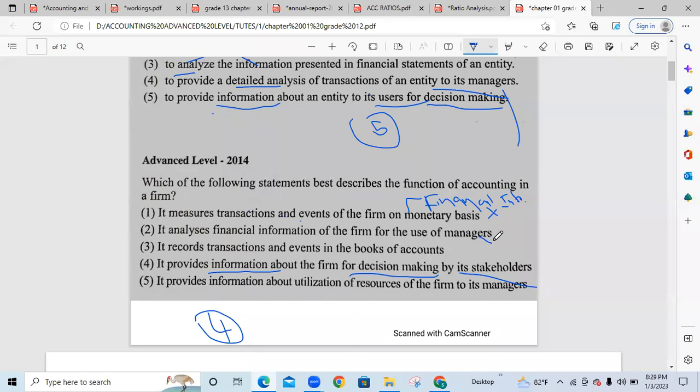It analyzes financial statements for the use of managers. Output of management accounting. Only you analyze information for the use of managers, as managers are internal. Next one, to record transactions and events in the books. Process of financial accounting. Very good. This is output of management accounting. Third one is financial accounting process, guys.